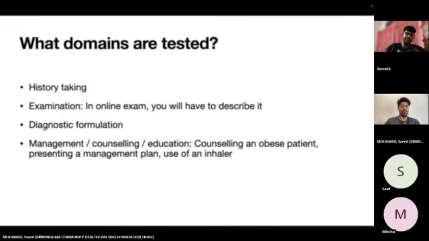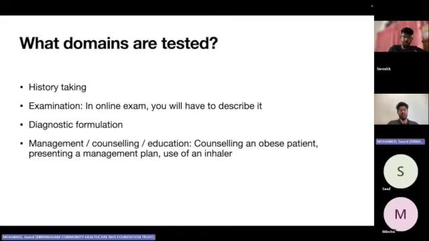Okay. All right. So there are a few things that are generally tested in the clinical stations. For example, history taking, examination, diagnostic formulation, the way you think about the case from all the information you've gathered, and then also talking to the patient, like telling them about management, counseling, and giving education. What I've noticed is that we, as MBBS students from India, are really good at history taking and examination, and at diagnostic formulation, although we don't actually verbalize it. This is something we need to learn.